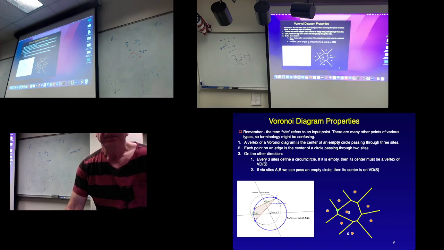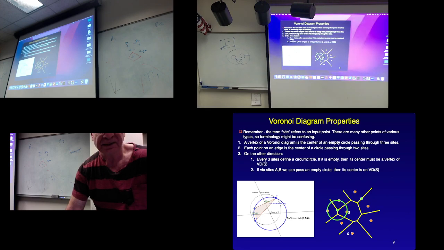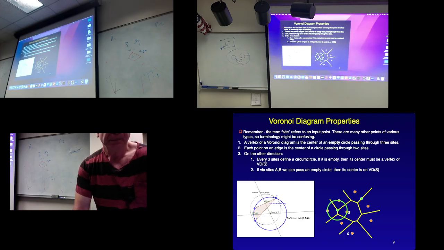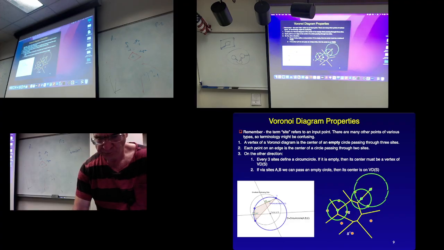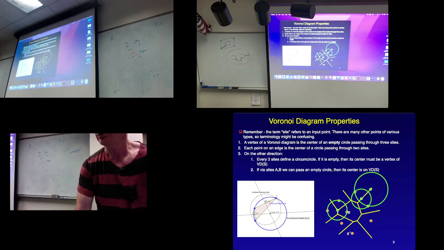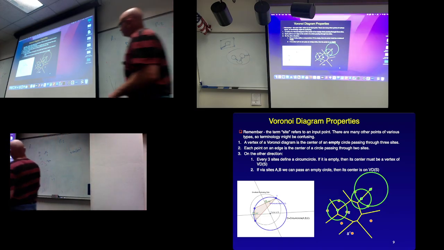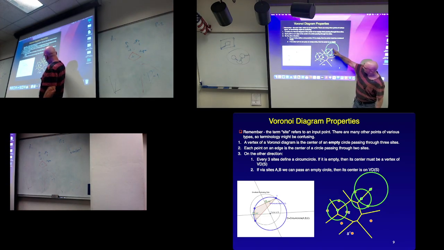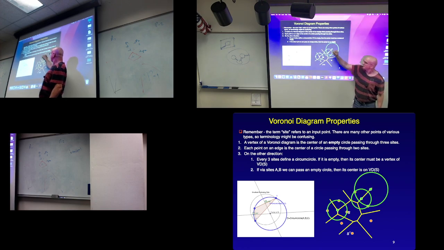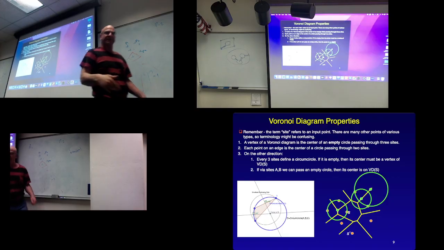And yeah, a vertex is the center of an empty disk. There are a lot of empty disks that have only 2 points on their boundary, only 2 sites on their boundary. Like here I pick a point on the edge that is the center of an empty circle. That is, every point on an edge of the Voronoi diagram is the center of an empty circle that has 2 sites on its boundary.